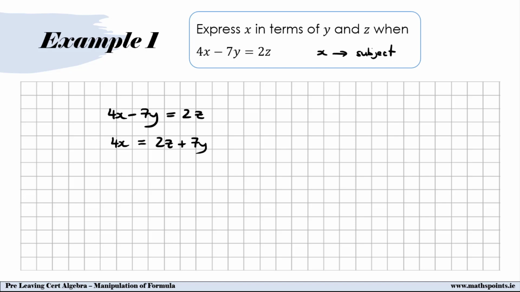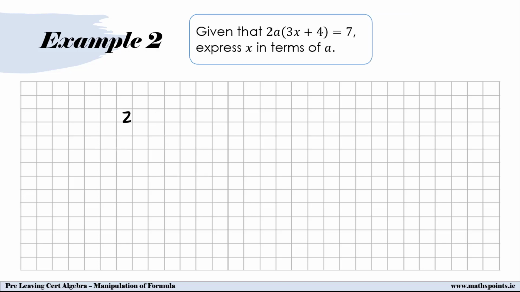The next step is I want to get x entirely on its own. So much like a linear equation, we're going to divide both sides by the number next to the x. And the number next to the x in this case is 4. So I'm going to divide both sides by 4. So 4x divided by 4 is 1x. And then we have 2z plus 7y over 4. And so we've got x entirely by itself. We've expressed x in terms of y and z. x is the subject of this formula.